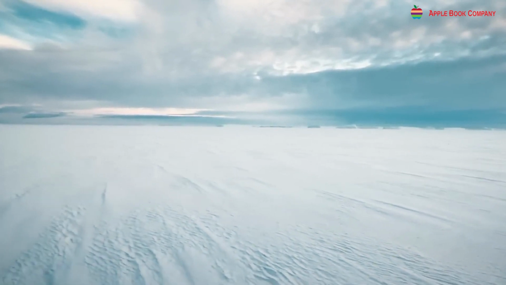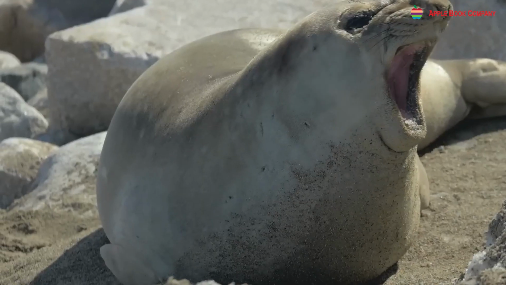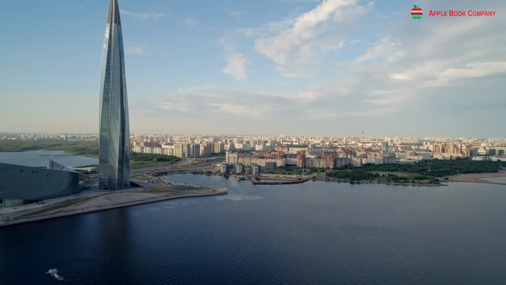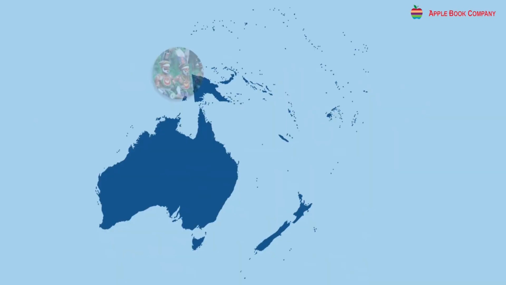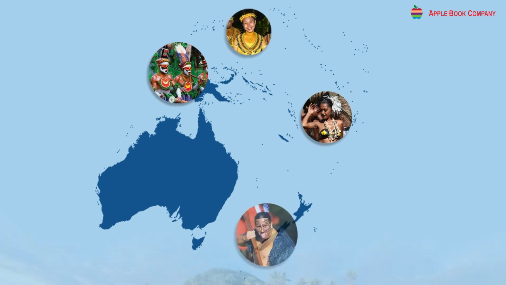Antarctica is the coldest continent. It is not suitable for people to live. It is home to penguins, seals, and whales. Europe is called the Peninsula of Peninsulas. Australia or Oceania is the smallest continent and has the Great Barrier Reef.